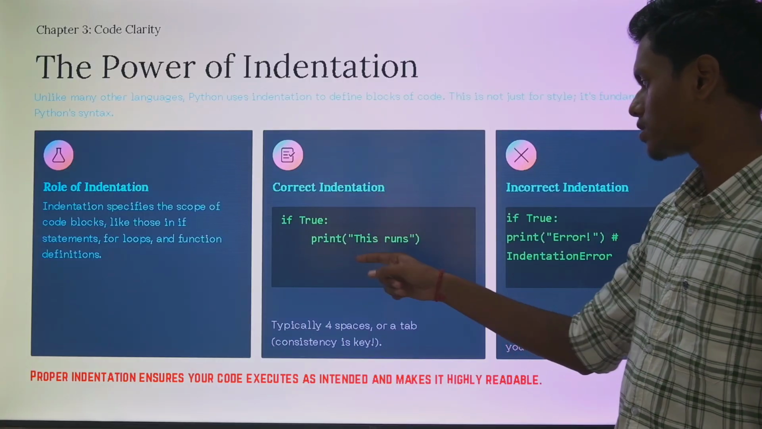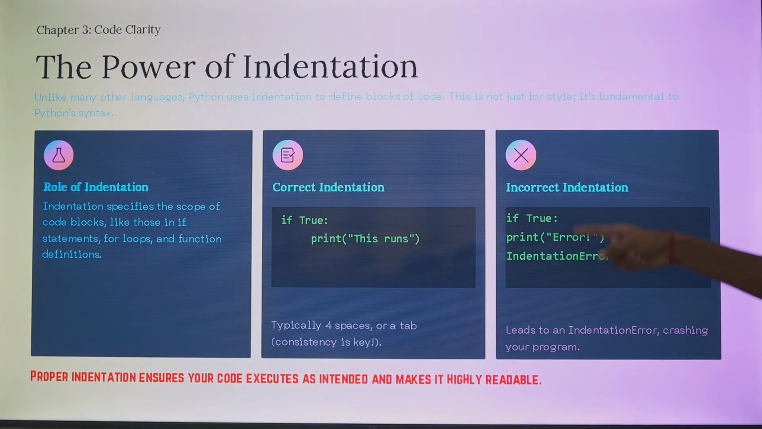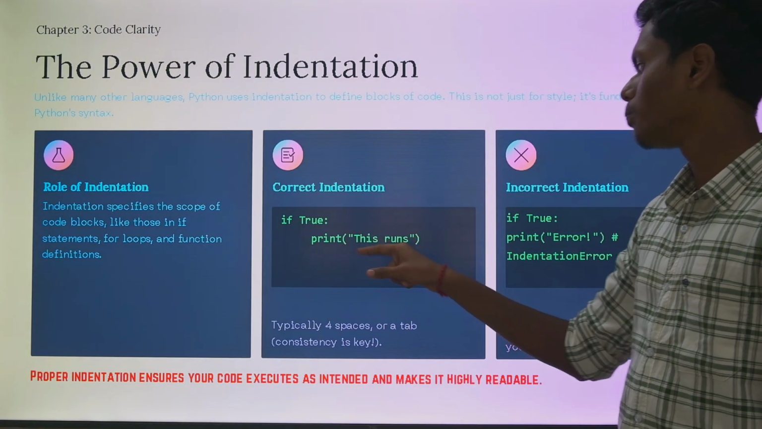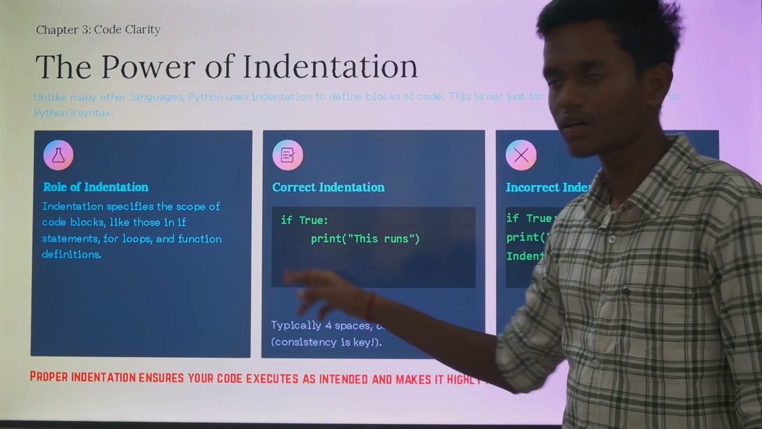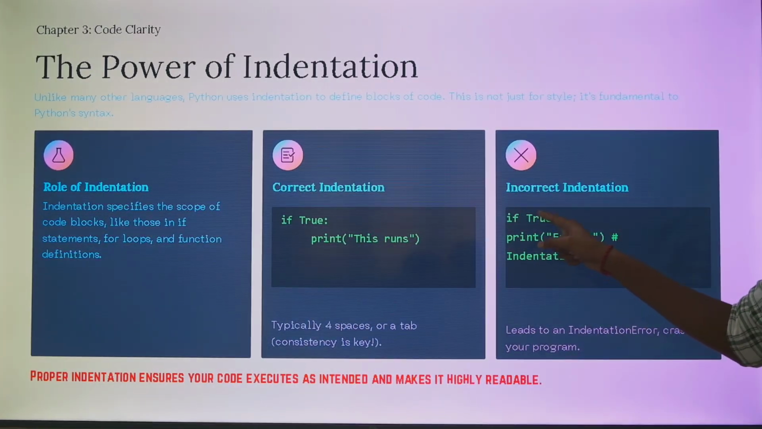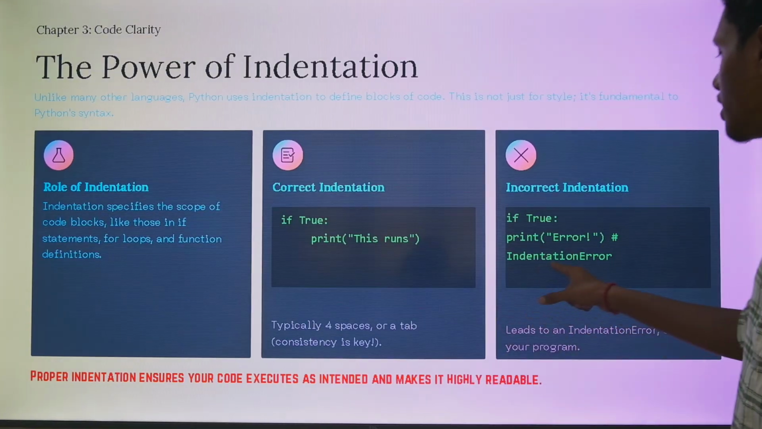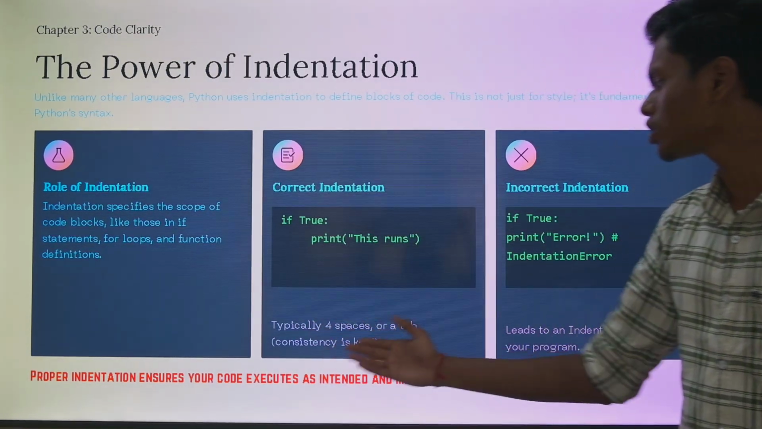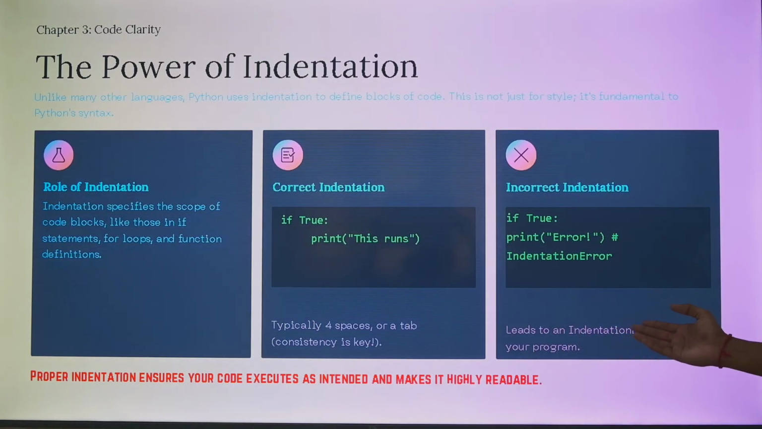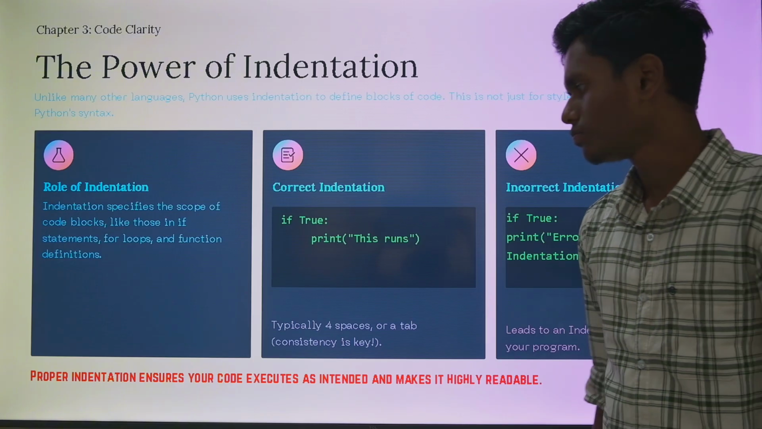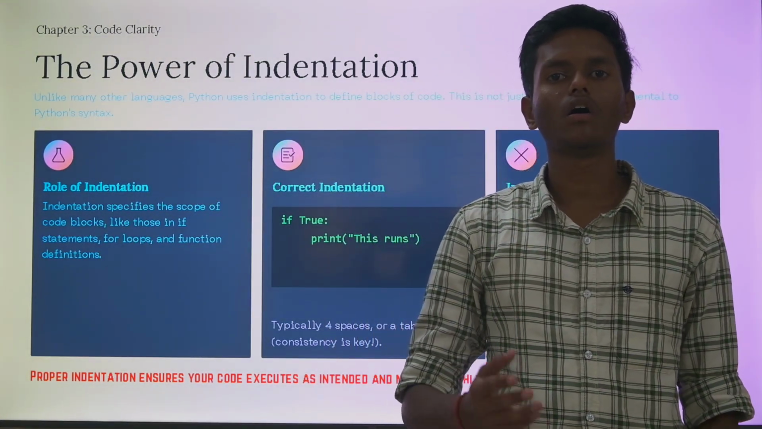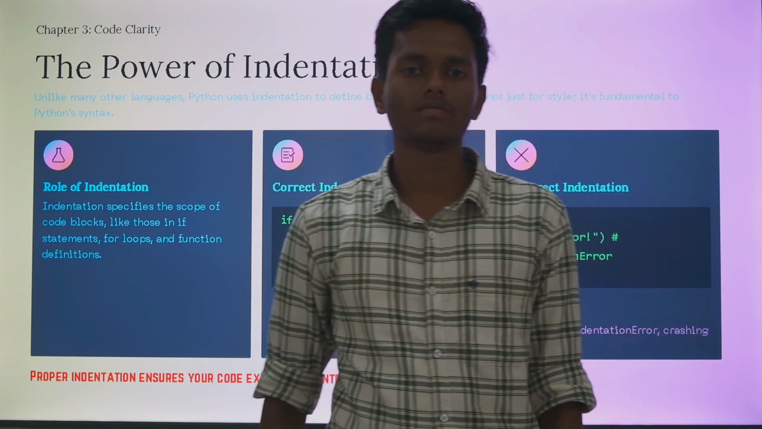This is correct indentation and this is wrong indentation. See, if true, print: this runs. If indentation is there, this statement runs. If indentation is not there, this statement does not run. It gives an indentation error. Typically, 4 spaces or a tab gives indentation. Here, it leads to an indentation error, crashing your program. Proper indentation ensures your code executes as intended and makes it highly readable.